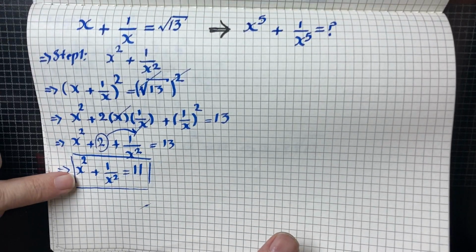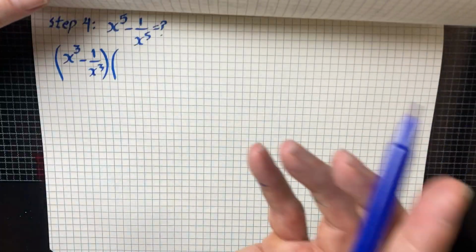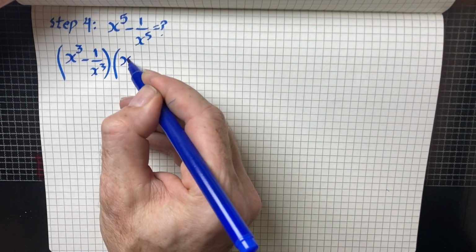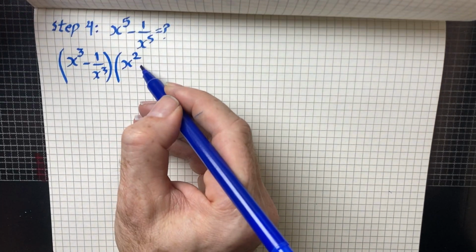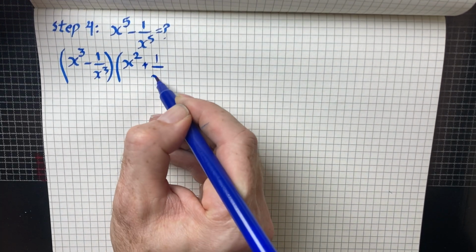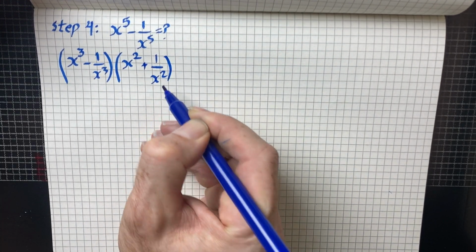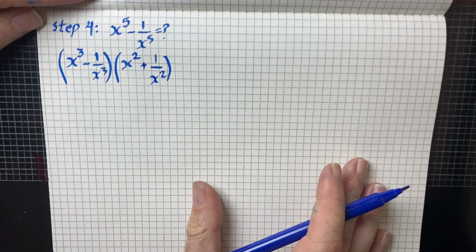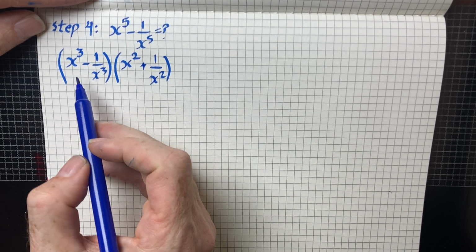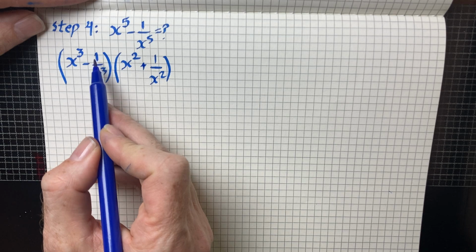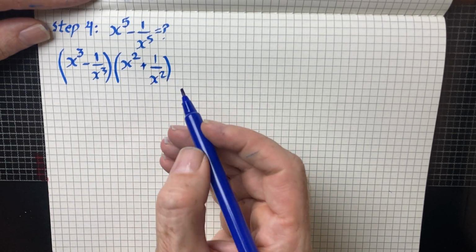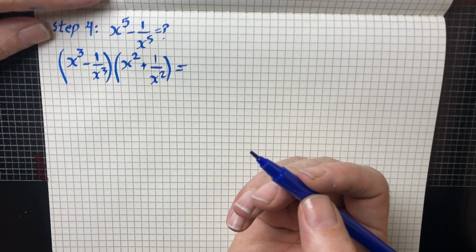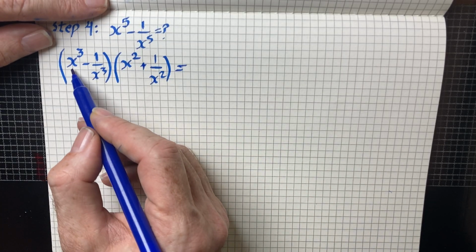From step 1, we have got x to the power of 2 plus 1 over x to the power of 2. Okay. Now, let's multiply x cubed minus 1 over x cubed times x to the power of 2 plus 1 over x to the power of 2. Let's see what is the result.